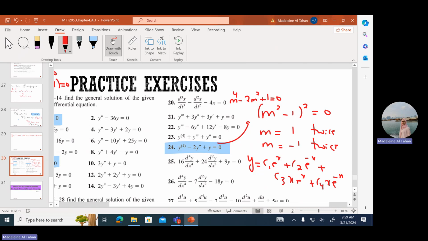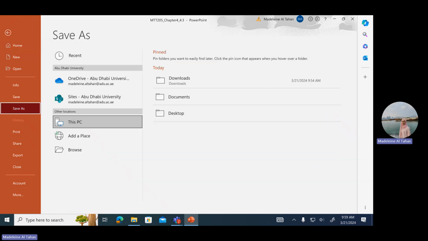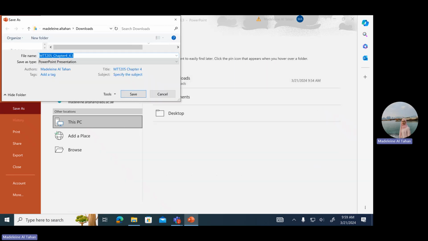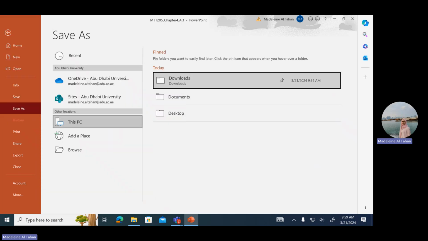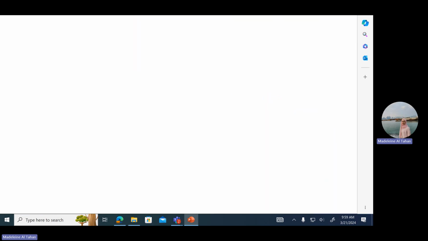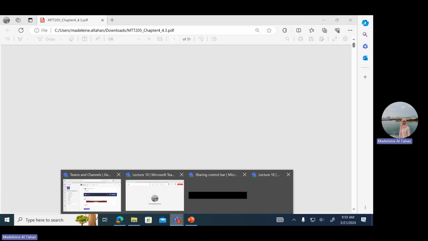Again, if we go back to our main objective, it was to solve nth order linear homogeneous differential equations with constant coefficients. The only method that we learned to solve it is what method? Auxiliary equation. If it's complex, we know how to deal with it. If it's simple, we know how to deal with it. And if it's repetitive, we know also how to deal with it. Do we have any questions?